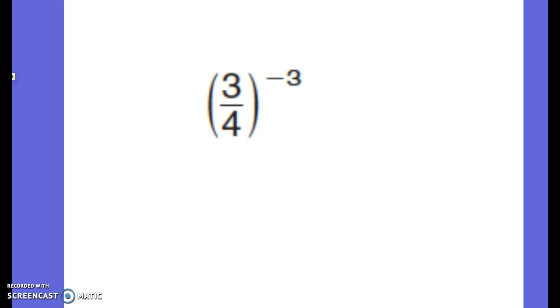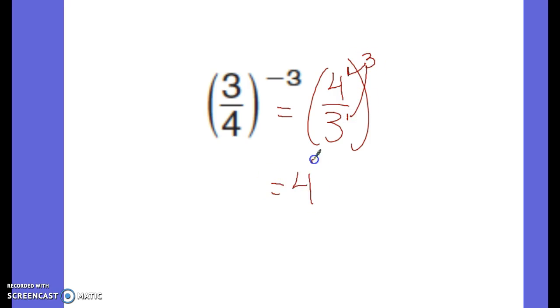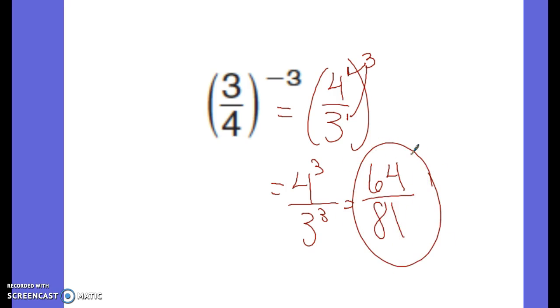This one, oh, definitely just take it, flip it, 4 thirds to the positive third, which you can do one of two ways. Both of these has an exponent of 1, so distribute it to both, and you get 4 cubed over 3 cubed, which 4 cubed is 64, 3 cubed is 81, and we're done.